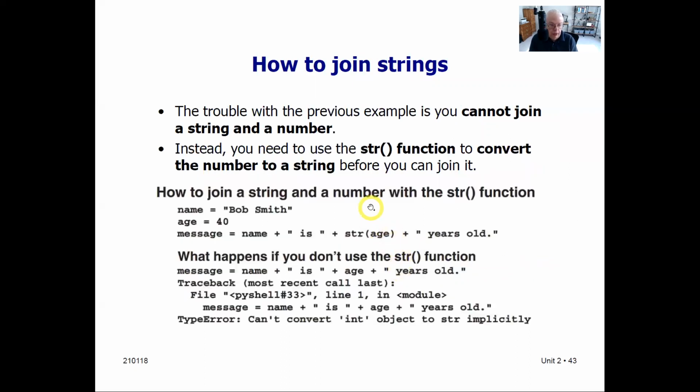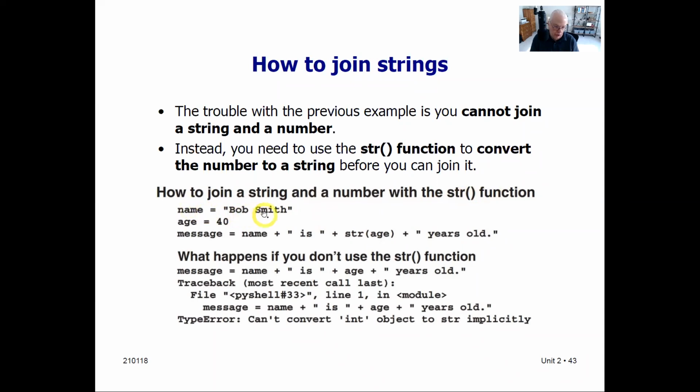Now, when we put a number in it, it changes a little bit because you cannot join a string and a number together. So we can use the string function to change that number to a string, and the concatenation, the join will work. So look at this example.